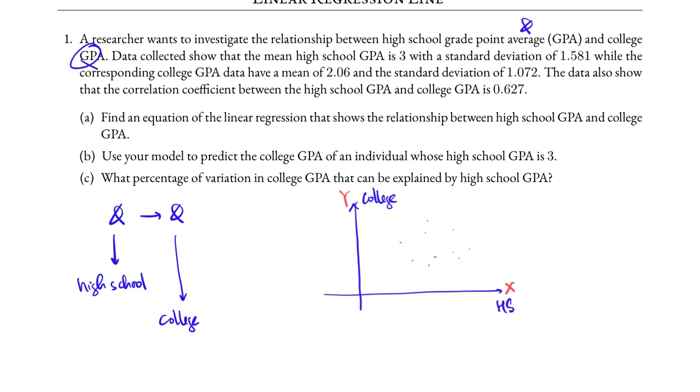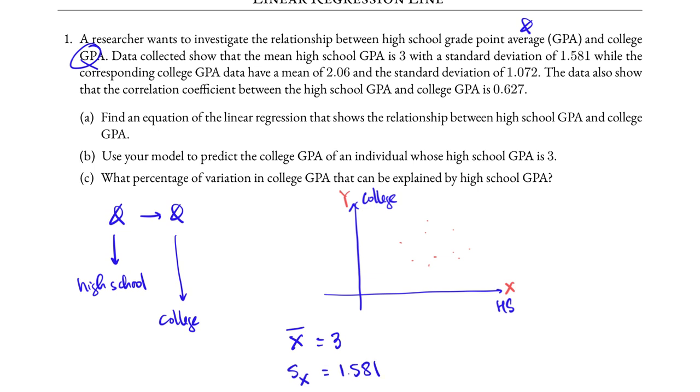Let's summarize the given information. The data collected show that the mean, the average high school GPA, which we now label X, is 3. From that sentence, we would write x bar equals 3. The high school GPA standard deviation is 1.581, and so the number 3 and the number 1.581 describe the high school GPA. One is the mean and one is the standard deviation. So we would label s sub x equals 1.581.